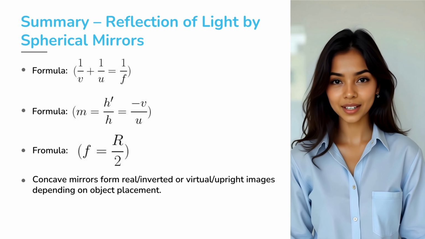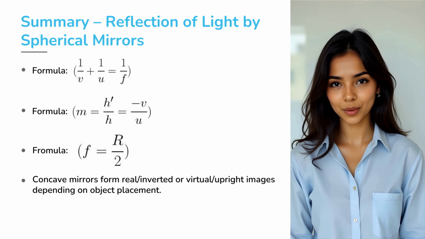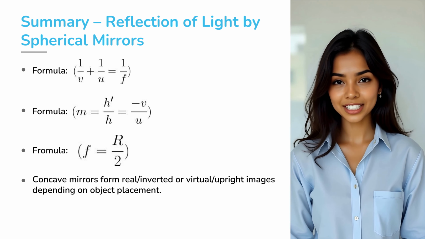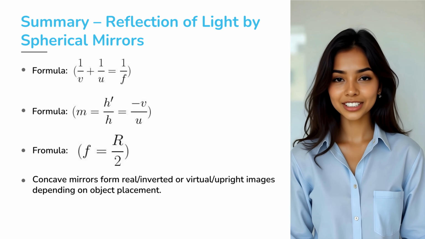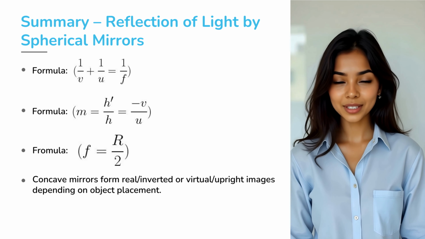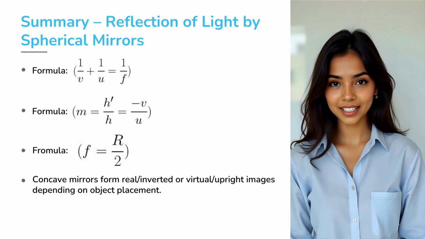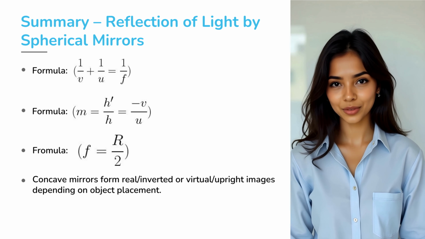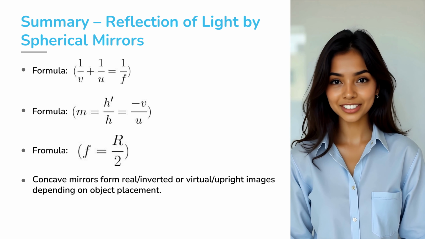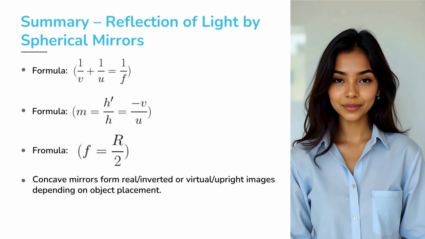We learned that the mirror equation basically says 1 over the image distance plus 1 over the object distance equals 1 over the focal length, your all-purpose optical key. Magnification is the ratio of image height to object height, which also equals negative image distance divided by object distance. Negative values mean real and inverted images, and positive values mean virtual and upright. Remember, the focal length is simply half the radius of curvature, so f equals R divided by 2.